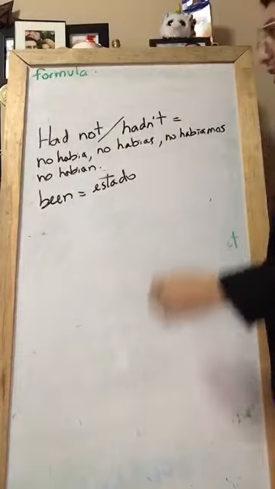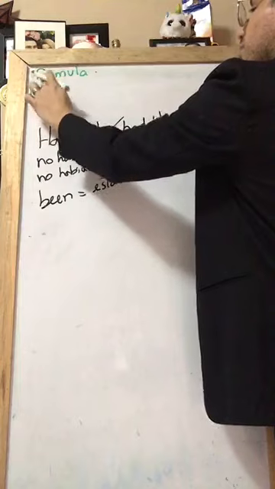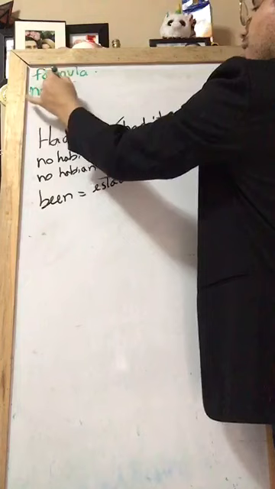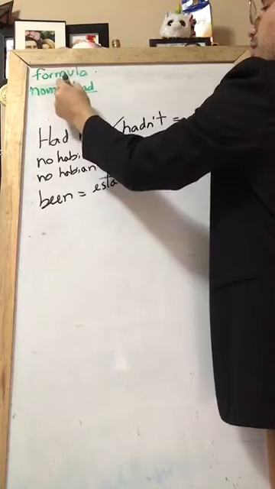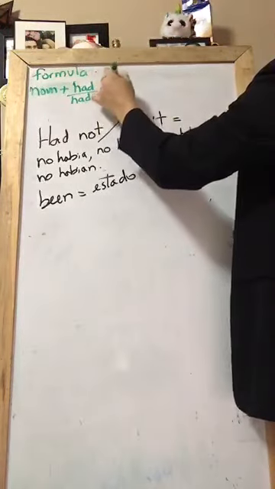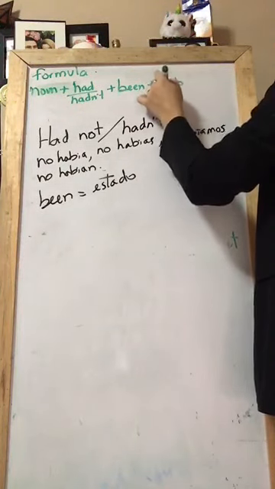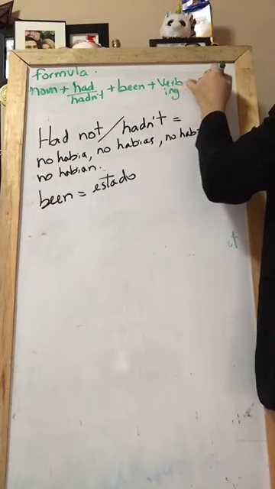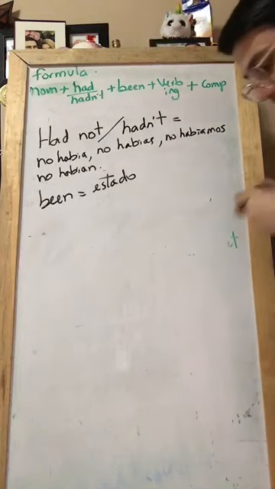Sorry, this board is really little, so let's see. Noun. It doesn't say noun, it says non. Noun plus had or hadn't, which is the negative contraction, plus been, plus the verb in ing or the action in present continuous, plus your complement. Now that we have the complete formula, I hope that this is copied because I'm going to erase.